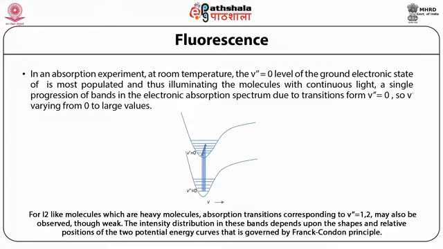The intensity distribution in these bands depends upon the shapes and relative positions of the two potential energy curves, that is governed by the Franck-Condon principle. The figure is self-explanatory. The absorption spectra display the pattern of vibration levels up to the limit of dissociation, and the dissociation energy of the molecule in the excited electronic state can be deduced.